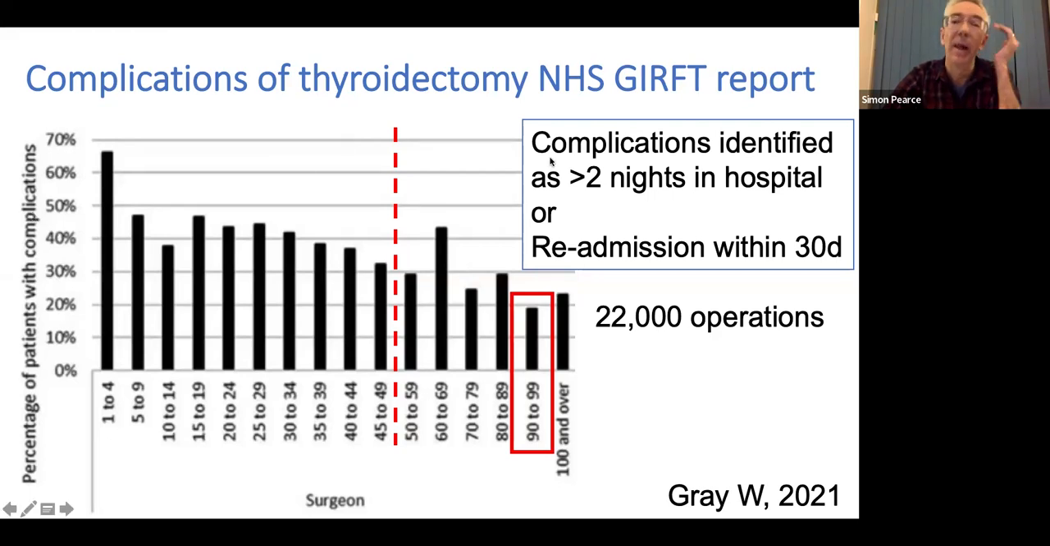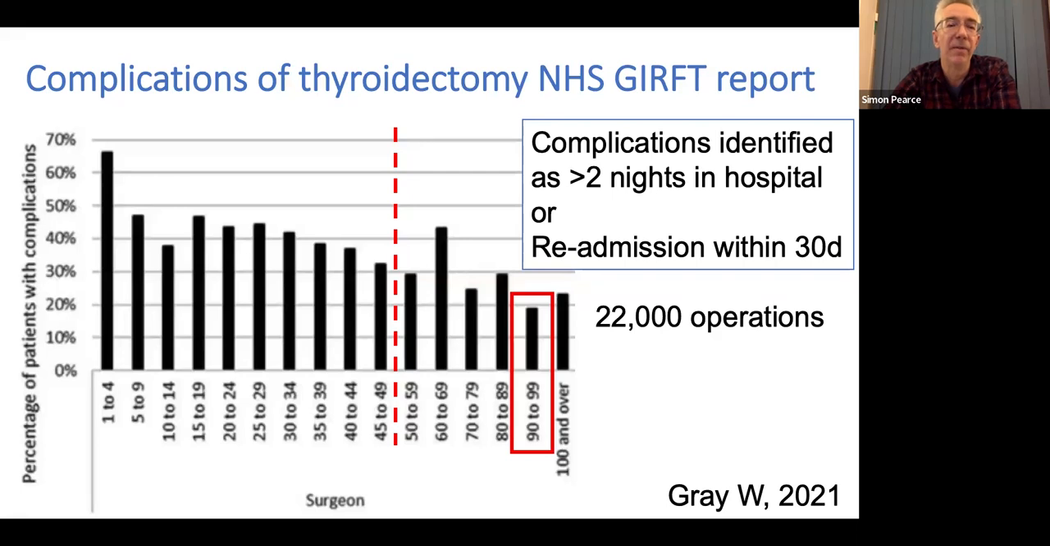So complications were defined as someone who had to stay more than 2 nights in hospital, or they were readmitted to hospital with the same problem within a month of the operation. Okay, so if you're a surgeon who does 1 to 4 thyroidectomies each year, it's about a 65% complication rate. Whereas if you're a surgeon who does 90 to 99 operations a year, the complication rate is less than 20%. In other words, most people, 80% of people, are out within 2 nights and don't come back into hospital. So this is based on 22,000 operations carried out in England and Wales.